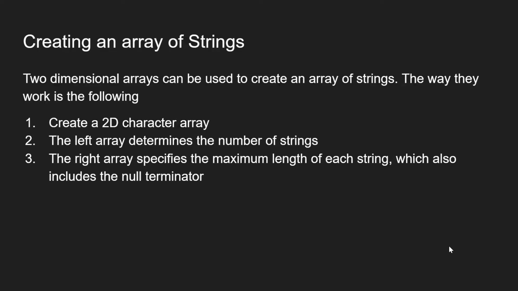Okay, so the steps of using arrays and strings in C++. As I was talking about before, two-dimensional arrays can be used to create an array of strings. The way it works is the following, step by step. The first step is to create a 2D character array. In the second step, the left array determines the number of strings. And the third step is the right array specifies the maximum length of each string, which also includes the null terminator.